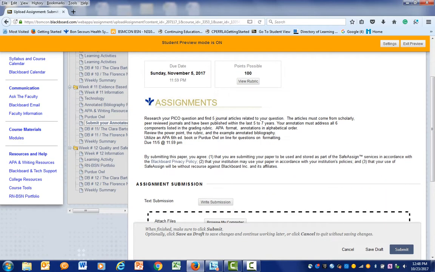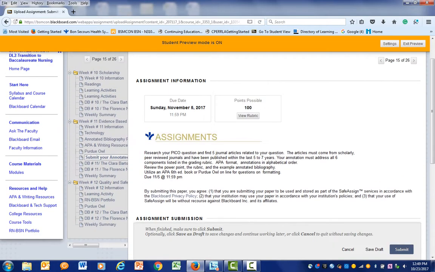Okay, you research your question, 5 journal articles related to your question. They must come from scholarly, peer-reviewed journals. No websites. I know there are good websites. You can go to Cleveland Clinic and Mayo Clinic and all that, but that's not what we're looking for. We're looking for journal articles on some type of research that's been conducted. They should be no more than 5 to 7 years old, unless you find something that's a seminal article. And you have to address all 6 points that are in the rubric. And we can go right here, and I will show you the rubric.